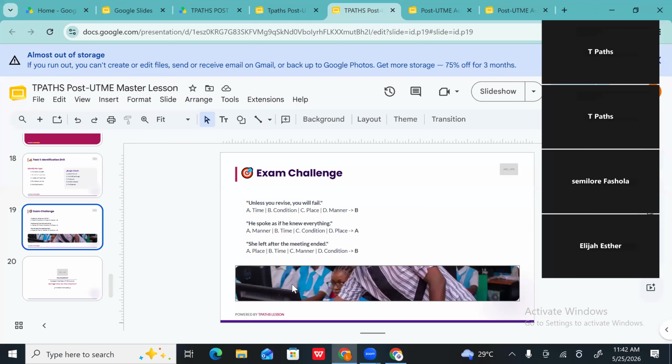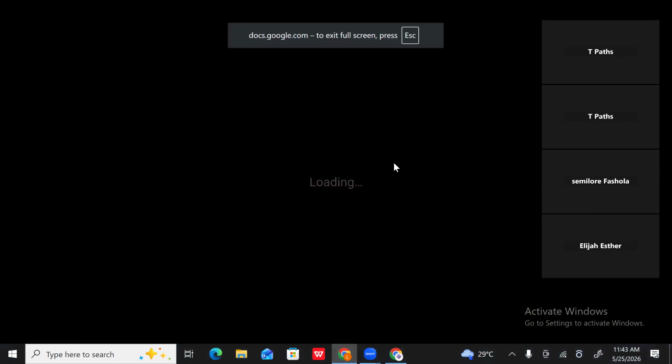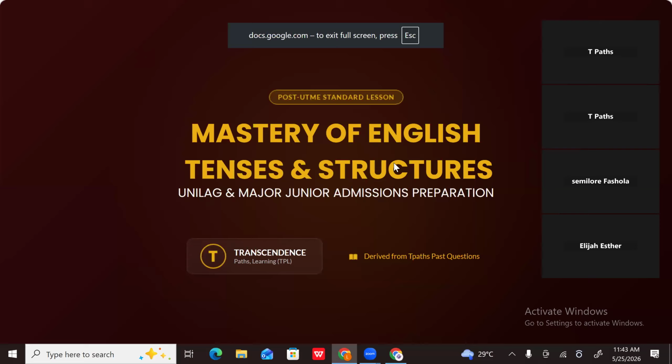So now we are going to advanced tenses. In the previous lesson, I think we've done the basic tenses. Now we are going a bit advanced. This is trickier than the ones you've done before. Mastery of English tenses and structure.